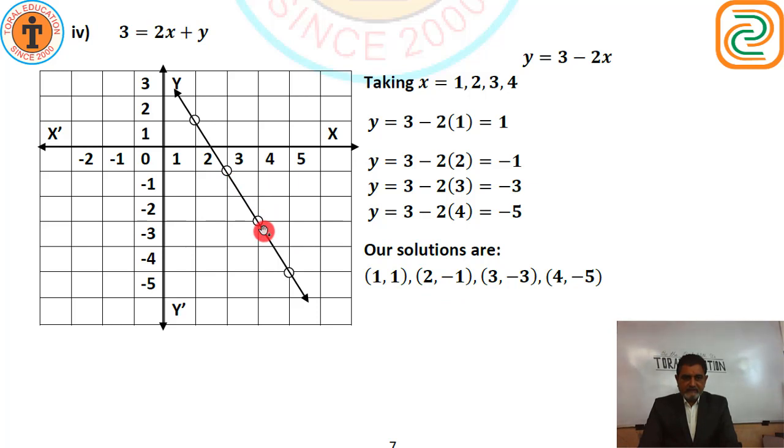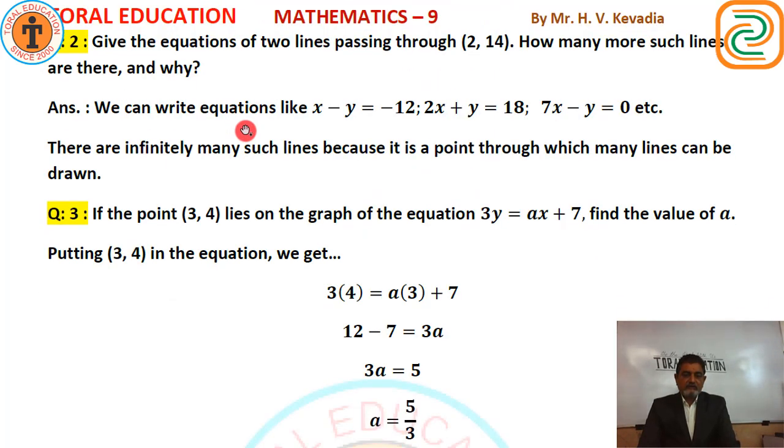This one is 3, minus 3. And this one is 4, minus 5. Okay. These are the points on the line, and this is the equation 3 equals 2x. And this is the graph of 3 equals 2x plus y. In this way, we have drawn these 4 graphs.